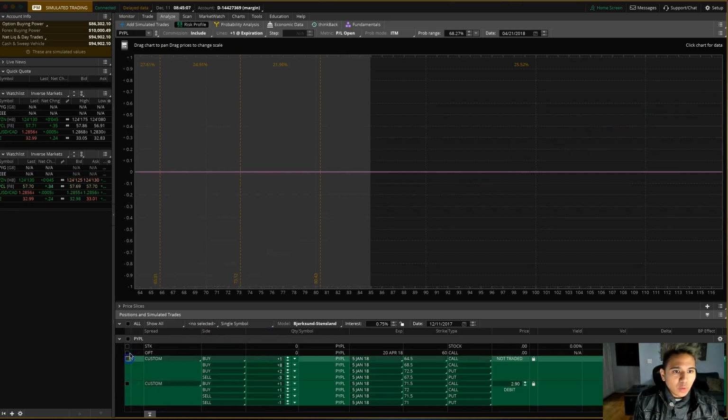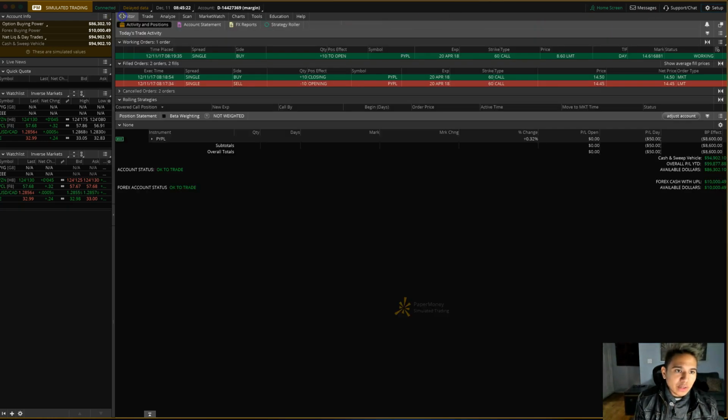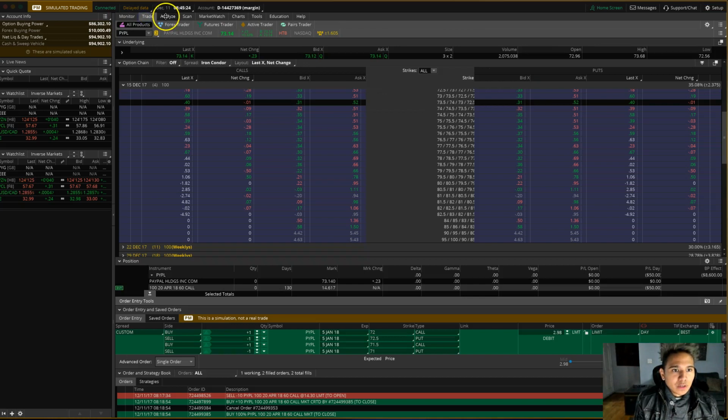And what other notes? Oh, for saving your settings or for saving the chart, I think I forgot to do this on the last video. Just save workspace as, so save as options, layout, save, and then when you close the window, next time you open it, it'll be right there.